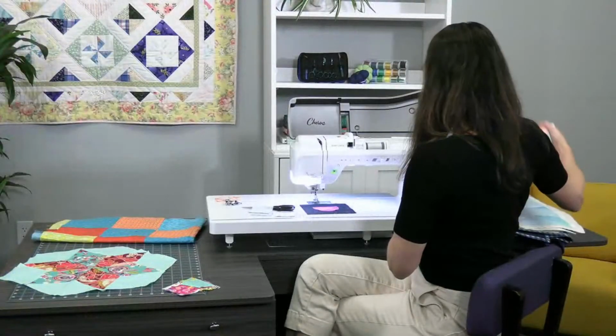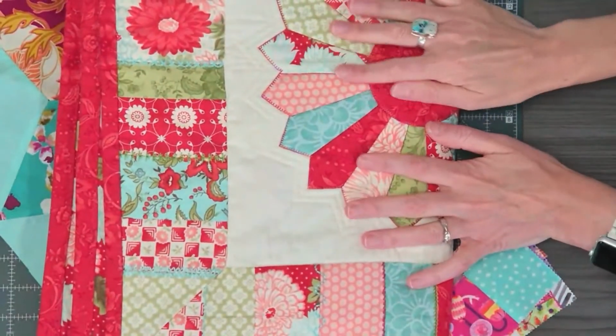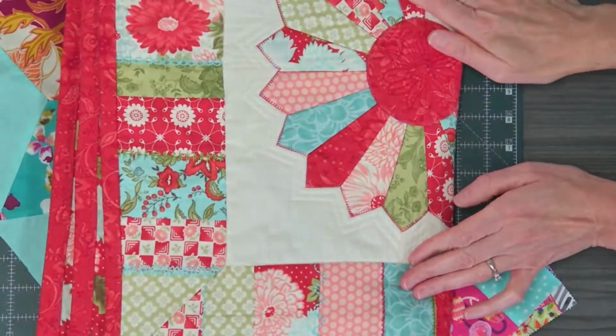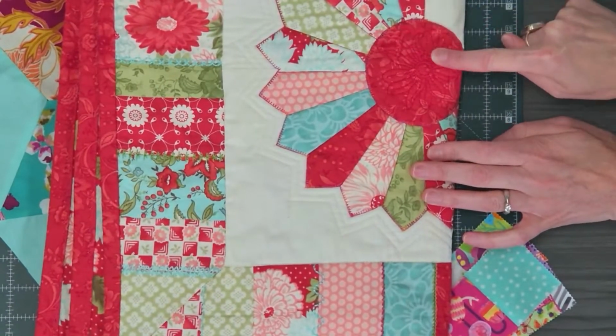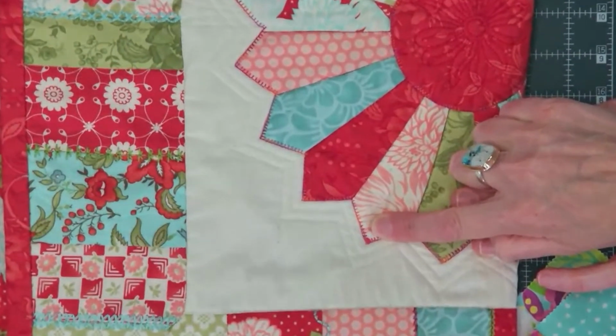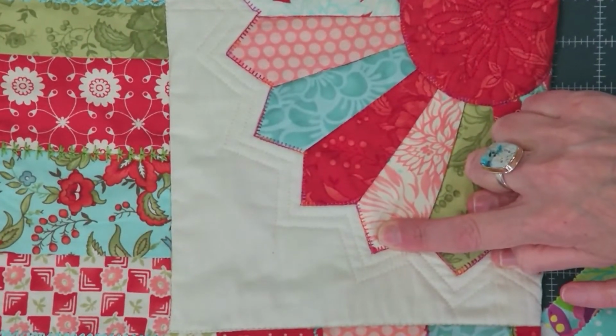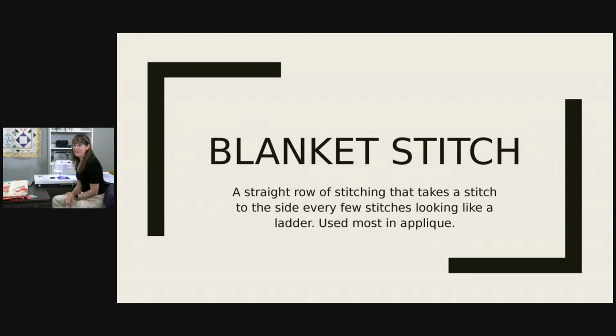So I'm going to show you some finished applique over here. So if we go over here, you can see this is this lovely Dresden here. And you know, some of this, like this guy right here, is an applique. And when we zoom in, the next term in our slide here is actually called blanket stitch. So a blanket stitch is a straight row of stitching that takes a stitch to the side every few stitches, and it sort of looks like a ladder. This is very common in applique. It's probably the most common stitch used in appliques.